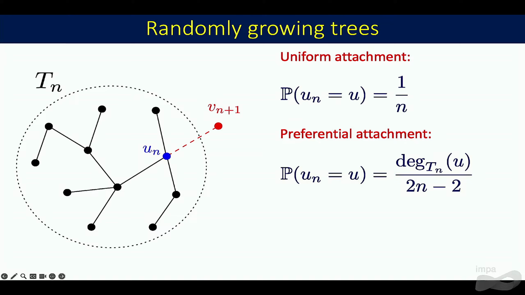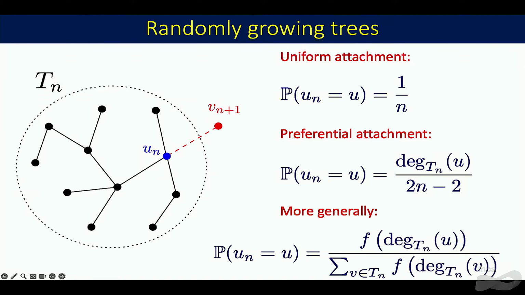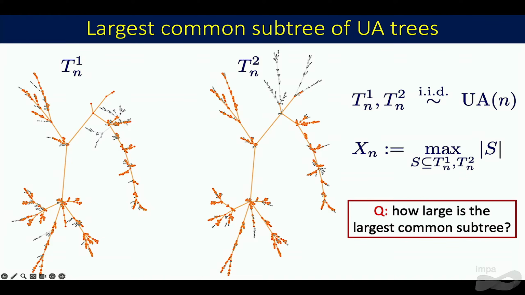There are variants and other models you can consider, like preferential attachment, where you attach with probability proportional to the degree of the existing vertex. Or you can more generally attach with probability proportional to some function of the degree. And there are other variants you could consider. And we'll briefly talk about some of these, but mainly we'll focus on uniform attachment. OK. And by the way, feel free to stop me anytime throughout the talk if you have any questions.